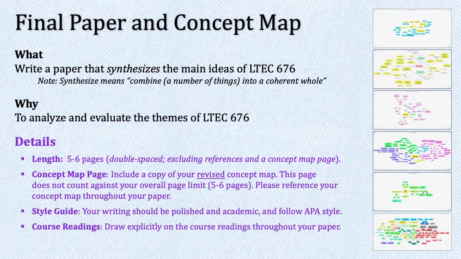Number one, the length of the paper should be 5 to 6 double-spaced pages. That excludes references and your concept map. In addition, your final paper should include a revised version of your concept map. This concept map page does not count against your overall page limit, and you should reference your concept map in your paper. So actually refer to it as if it was a diagram that you're talking about in the narrative of your paper. Now, in terms of styling, your writing should be polished and academic, and of course it should follow APA style. And you need to reference the course readings by drawing explicitly on different articles and book chapters that we've read this semester.